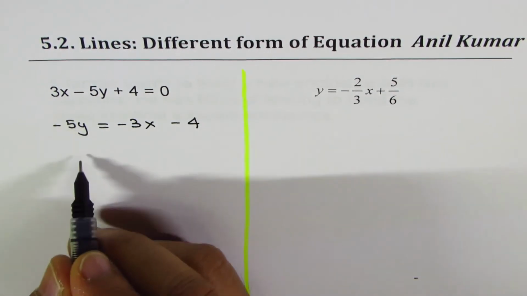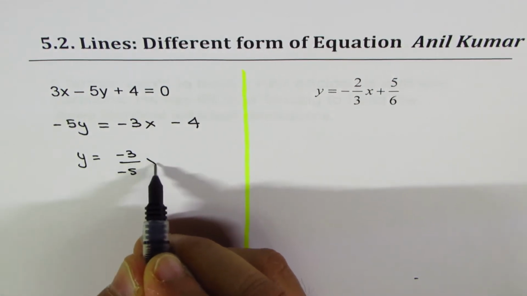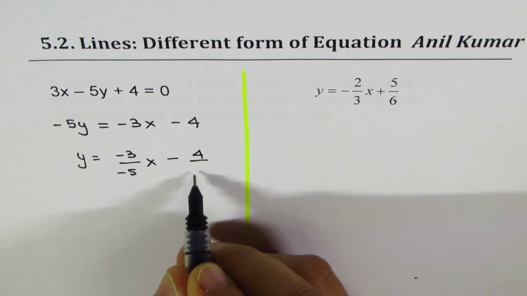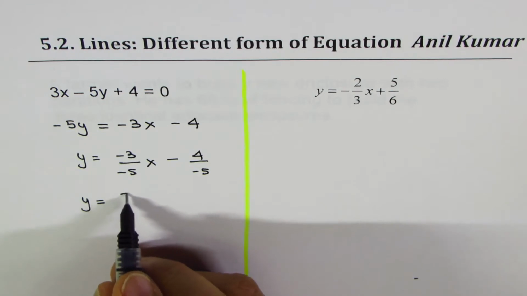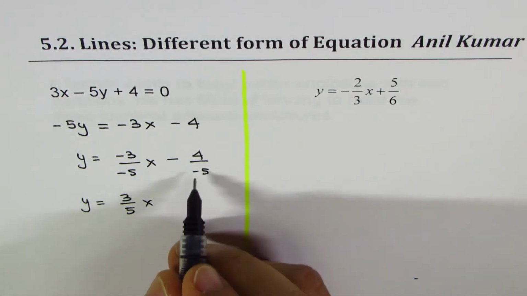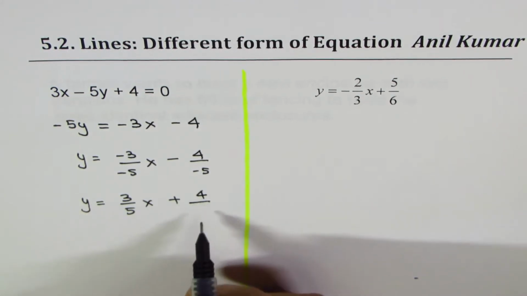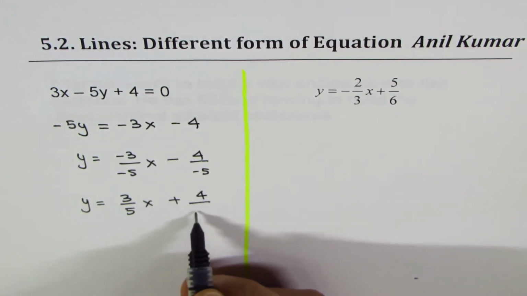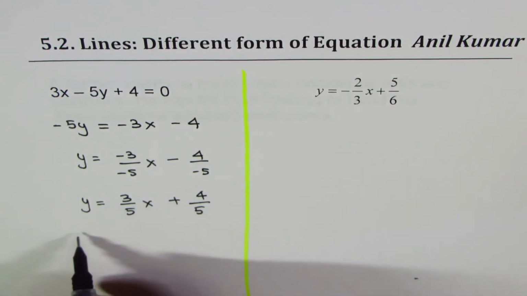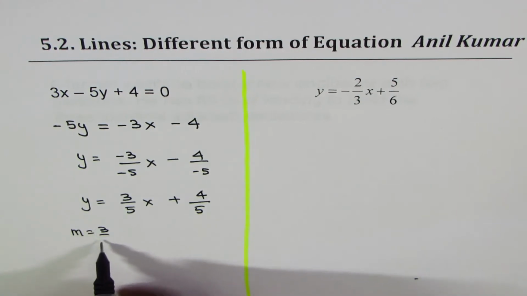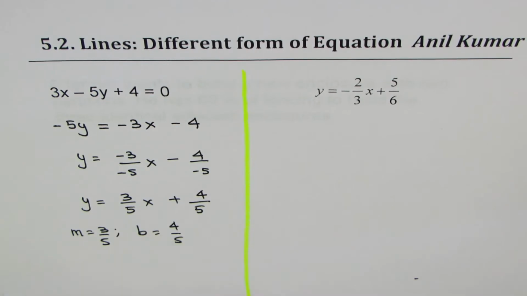Now divide by minus 5. So y equals minus 3 divided by minus 5x minus 4 over minus 5. So we get y equals, minus minus cancel, so we get 3 over 5x. Here minus minus makes it plus, right? Whenever you multiply an even number of negative signs, it always becomes positive. Do you see that? So that becomes slope-intercept form, where slope m is 3 over 5 and the y-intercept b is 4 over 5. Correct?